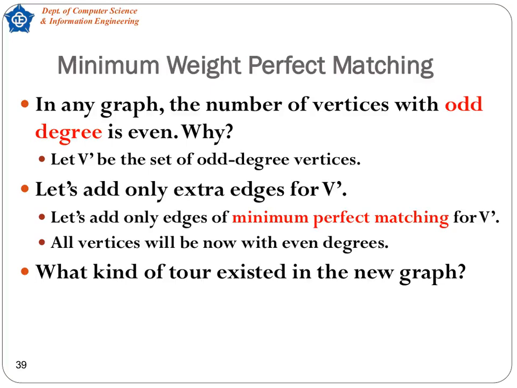Building on that, in any graph, the number of odd-degree vertices is always even. Let's call that set V. So how do we make every vertex even? We simply pair up the vertices in V by adding only the edges of a minimum weight perfect matching. Once those edges are in place, each vertex has an even degree. Voila! The augmented graph is Eulerian, admitting a tour that traverses every edge exactly once.